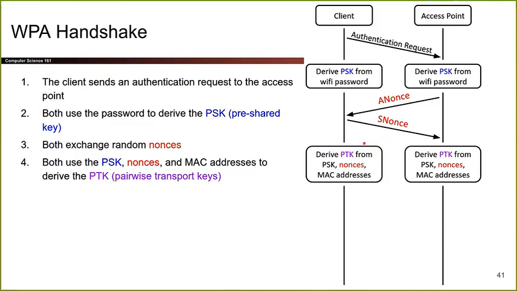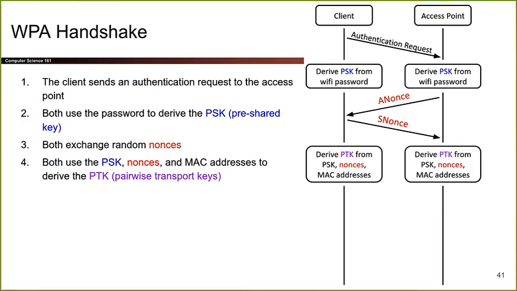So now the next thing we're going to do is generate another key. So we're going to take the key from before, right? This is the pre-shared key that came from the Wi-Fi password. We're going to take the nonces, which are the random values, and we're going to throw in the MAC addresses of the client and the AP just for fun. And now we're going to use these to get something called PTK, which is pairwise transport keys.